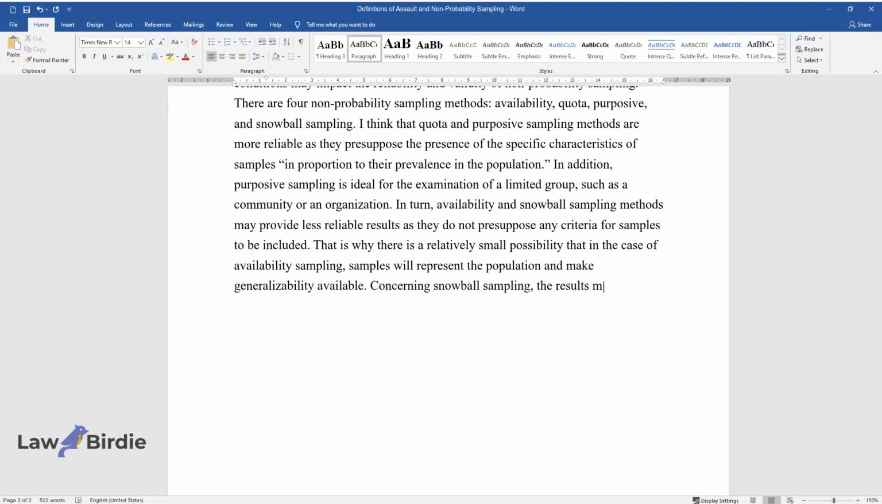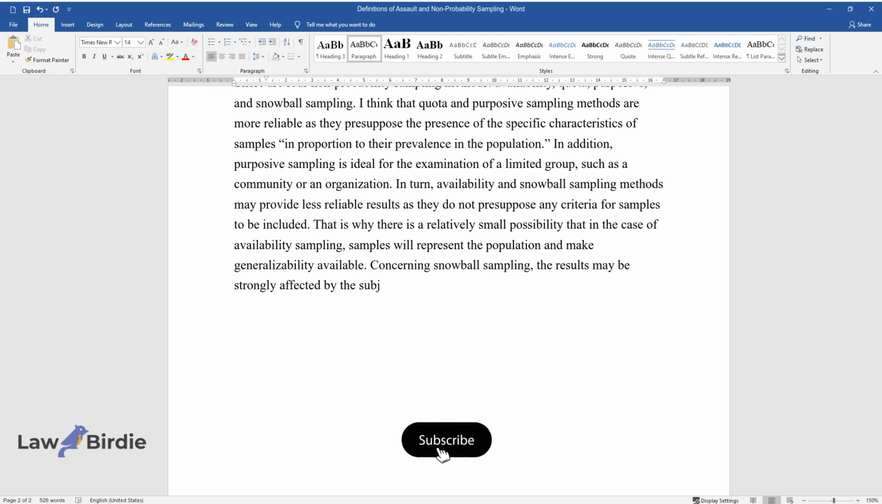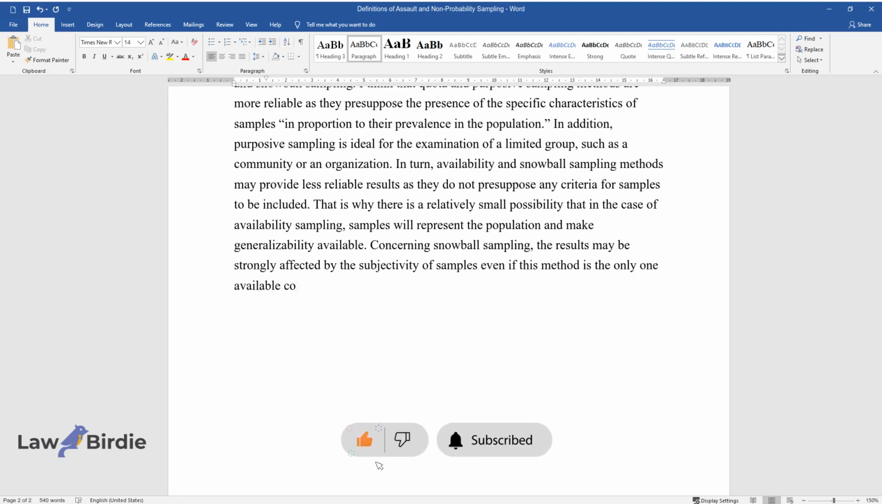Concerning snowball sampling, the results may be strongly affected by the subjectivity of samples even if this method is the only one available concerning hard-to-reach and secure populations.